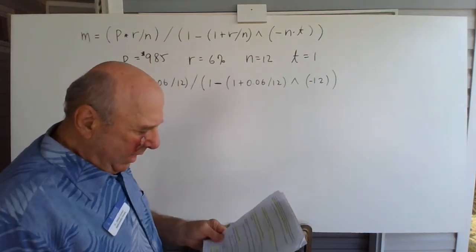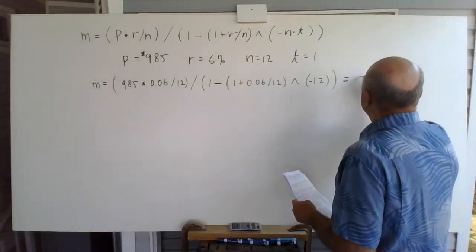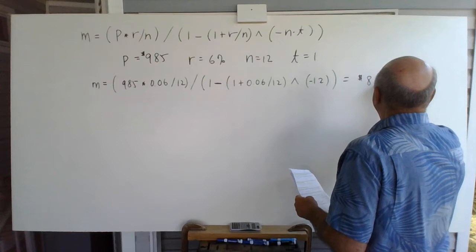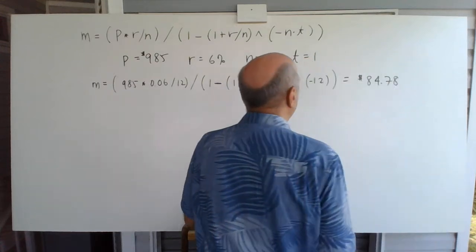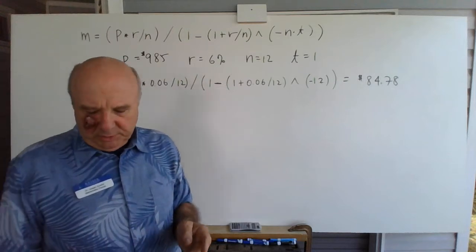So when I work this out, I get $84.78. So that's my monthly payment for 12 months.